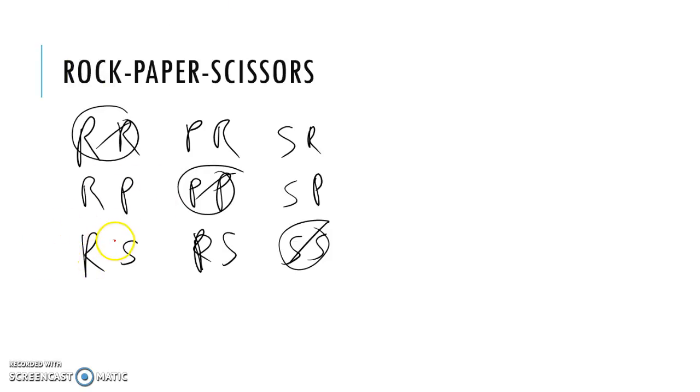So person 1 wins the rock over scissors, the paper over rock, and the scissors over paper. And person 2 would be winning the others. So we've got 3 out of 9 wins for person 1. And 3 out of 9 wins for person 2.